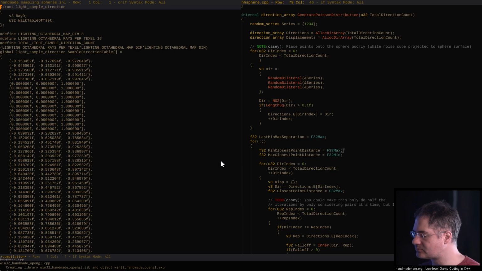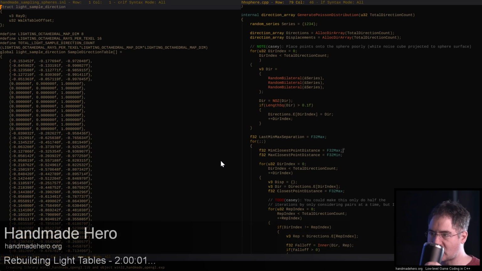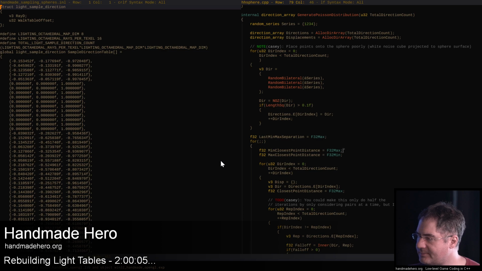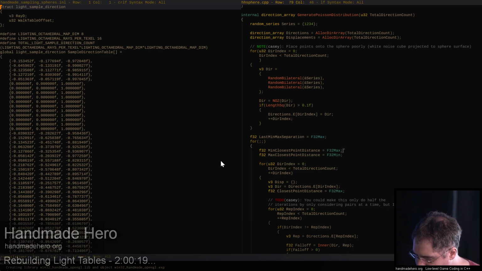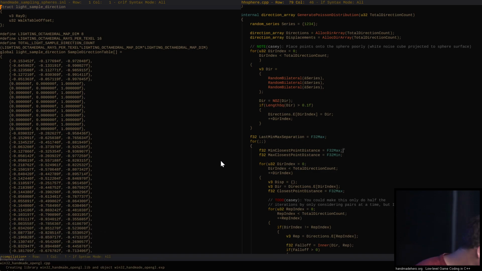But we should probably try to debug the octahedral map thing a little bit, because maybe that routine is busted as well. We don't know if that routine is right. It may be totally wrong. You know what I'm saying?